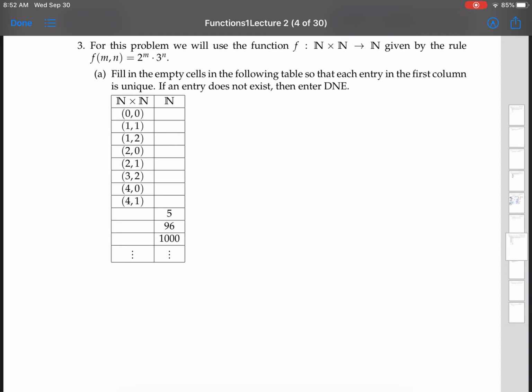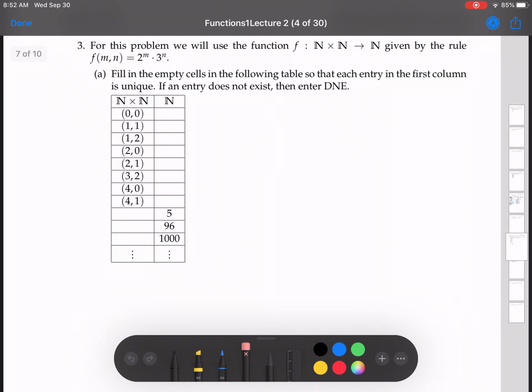All right, so I'm going to look at an example similar to 3a on the worksheet, on the functions 1 worksheet. You'll notice that the function goes from N cross N to N, N being the natural numbers.